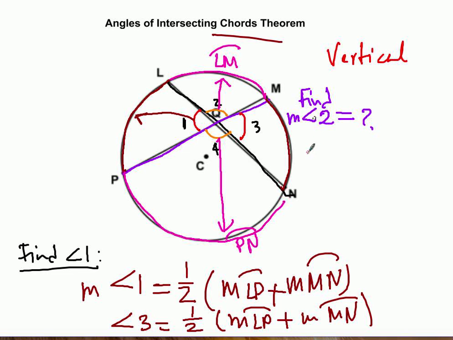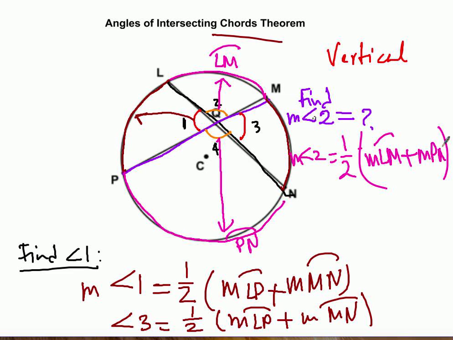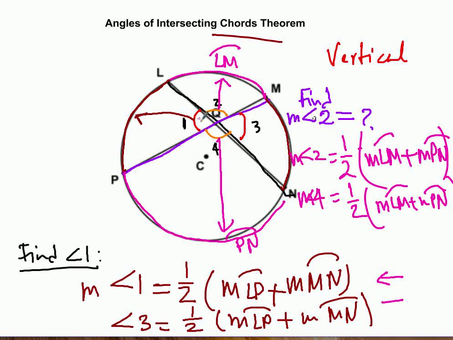So our equation would then be: the measure of angle 2 would be 1/2 of the arc LM plus 1/2 of the arc PN. Now if angle 2 is this, angle 4 will be the same exact thing because they are vertical angles. So angle 4 would be 1/2 the measure of arc LM plus the measure of the arc PN. So these are the equations, and that's how we come up with the equation in order to find the angle when two lines intersect.